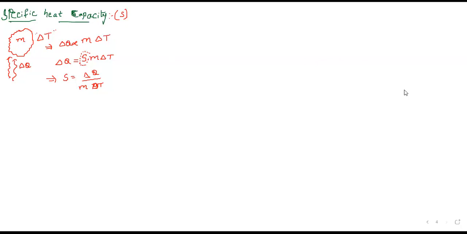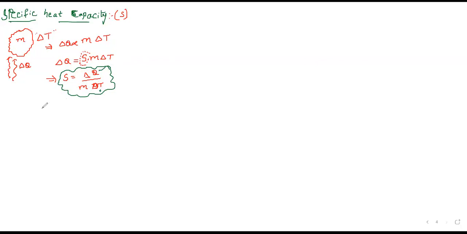It is the amount of heat energy required to increase the temperature by 1 degree Celsius in unit mass of substance. In unit mass of substance, to increase the temperature by 1 degree Celsius, how much heat energy is required? That amount of heat energy, we call it the specific heat capacity.